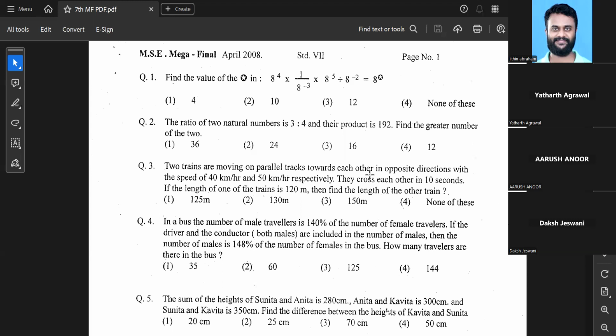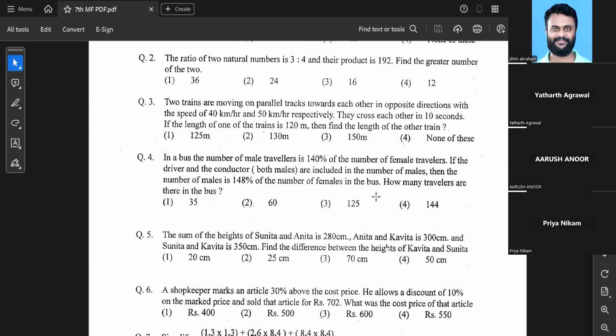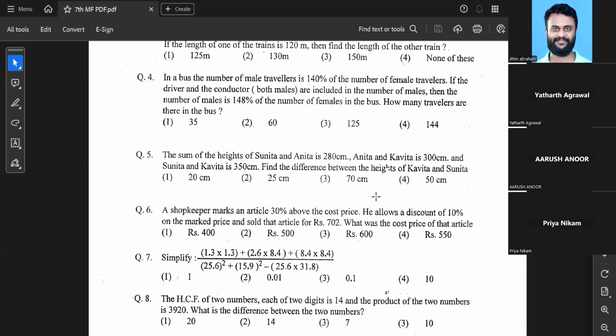So, these are the first five questions from 2008's paper. Do you have any doubt in these five questions, any of these? Or any question from 2008? We'll go paper by paper. Sir, can you please scroll down? Question eight, sir. Okay, I heard.